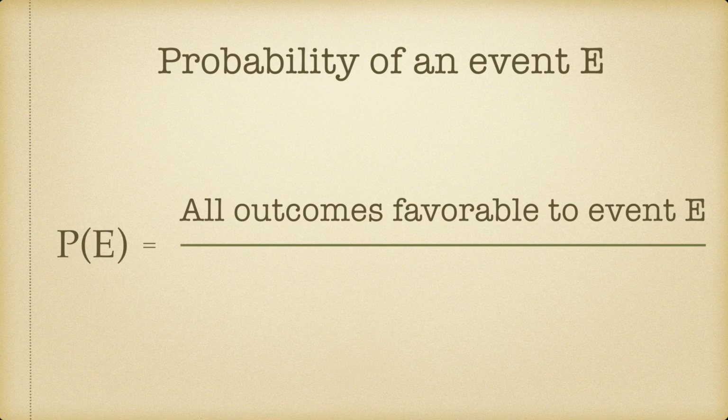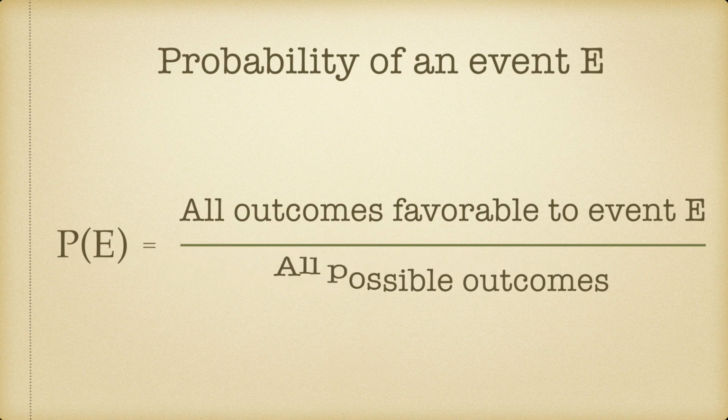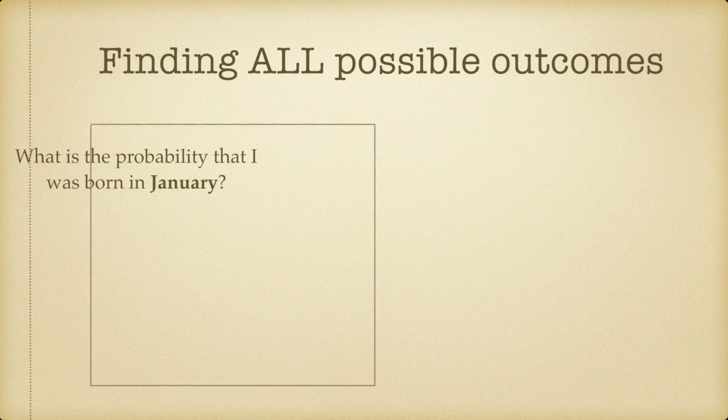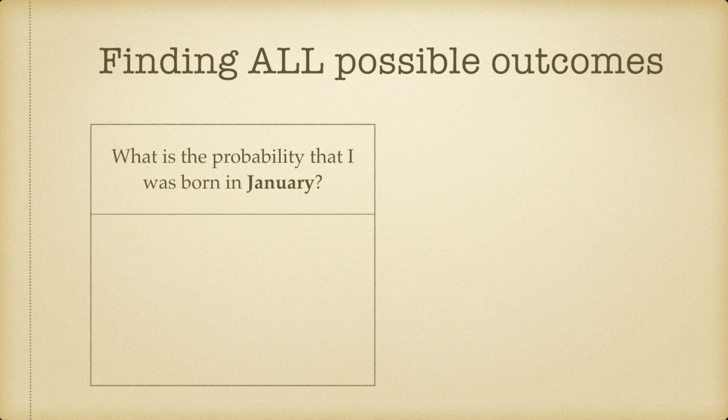We will continue to look at how we calculate all possible outcomes in this video. So let's take a look at some examples and find out how we calculate all possible outcomes of these various events. The first example is, what is the probability that I was born in the month of January? Well, what are the possible outcomes?